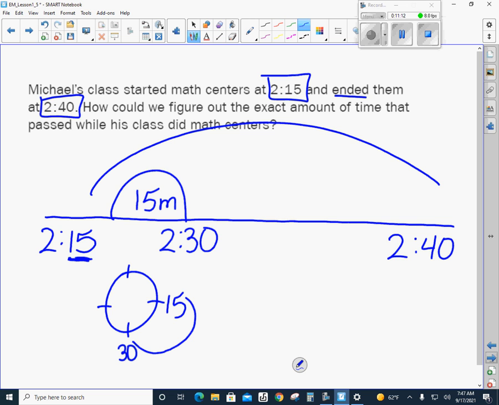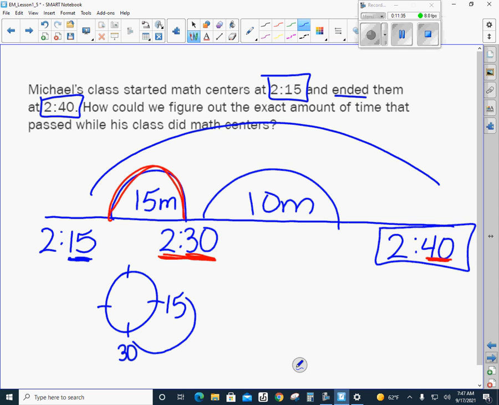I always put my jumps up top of the number line, and I always write the times I land down below. Now I have to get to 2:40. So I'm at 2:30. To get to 2:40, I recognize that they're both 10s. 30, 40. So now I'm going to jump 10 more minutes, and that will get me to my 2:40 time. So first I jumped 15 minutes, then I jumped 10 minutes. When I add that all together, I jumped a total of 25 minutes.